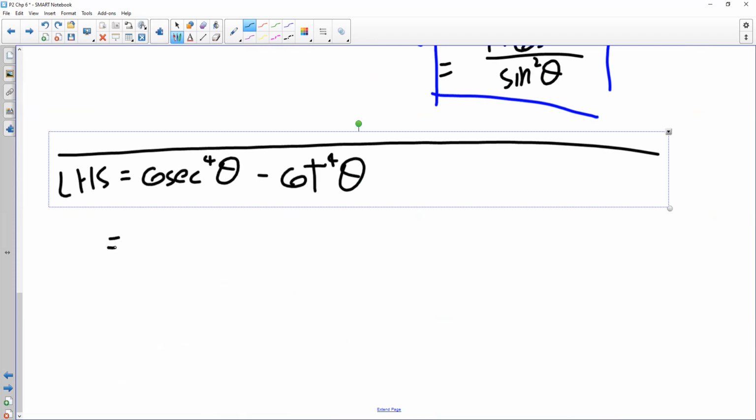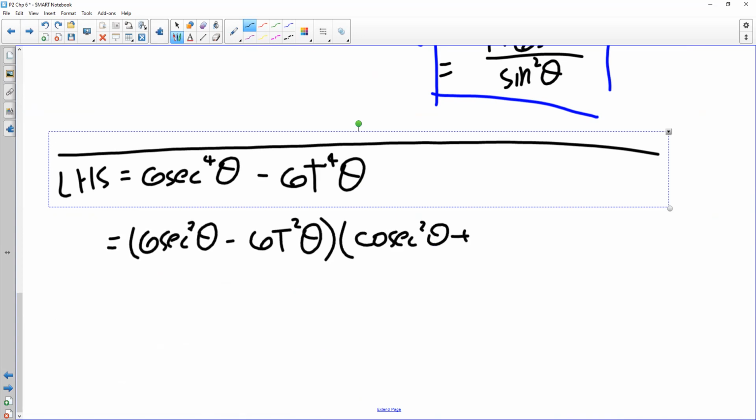So you should see a difference of two squares in here: cosec squared theta minus cos squared theta, times cosec squared theta plus cot squared theta. If you struggle to understand it here, it's a difference of two squares, so cosec squared theta minus cot squared theta.